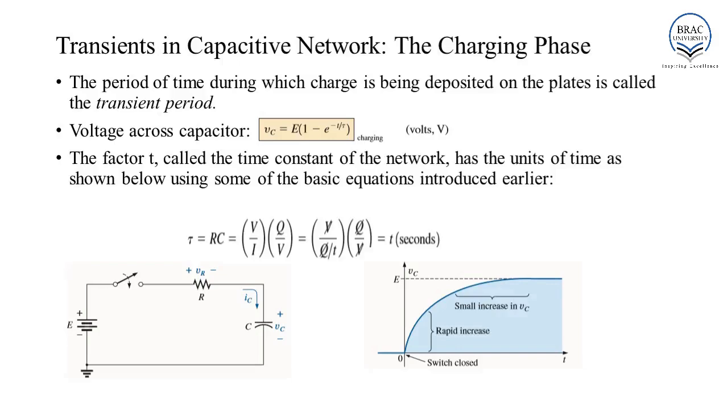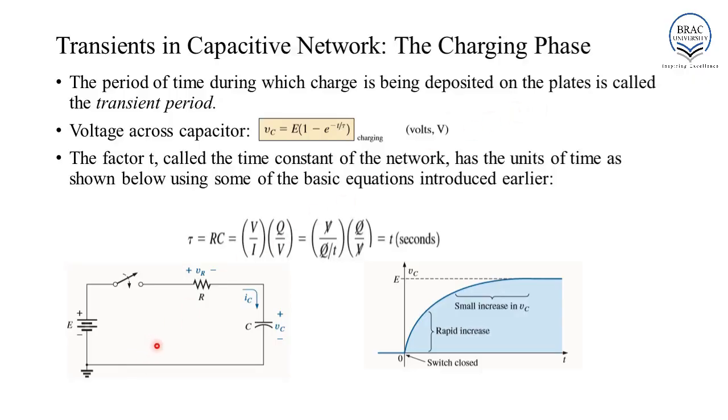Transients in capacitive network. The charging phase. Any capacitive network can be classified into two phases, the charging phase and the discharging phase. Each of these phases can be further classified into two periods, the transient period and the steady state period. The transient period basically defines the period of time during which charge is being deposited on the plates of a capacitor.